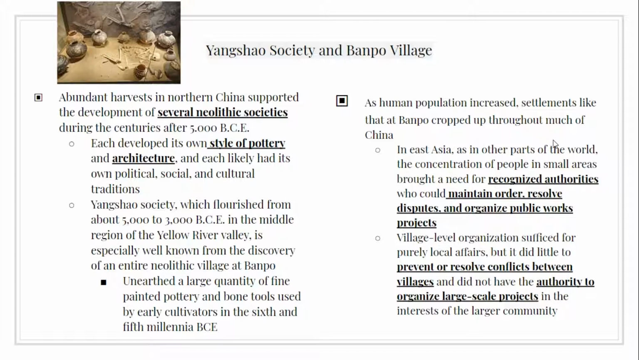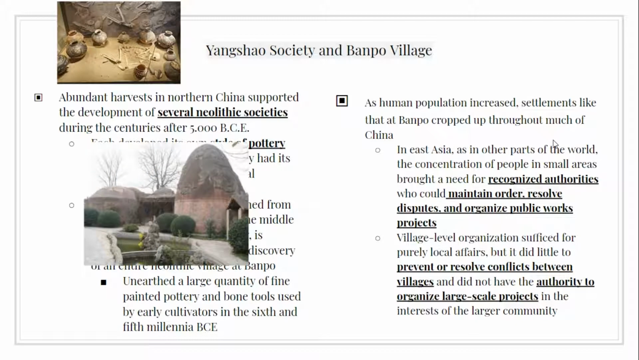So looking at the Yangshao society, which flourished from 5000 to 3000 BCE in the middle of the Yellow River Valley. It's especially known for the discovery of an entire Neolithic village that's pretty much intact called Banpo. I have an image right here showcasing a part of it. When it was unearthed, archaeologists found a large quantity of very fine painted pottery and bone tools that were most likely used by the early cultivators of this area.